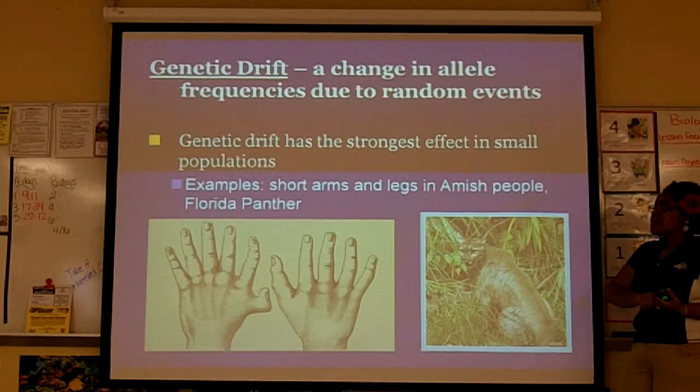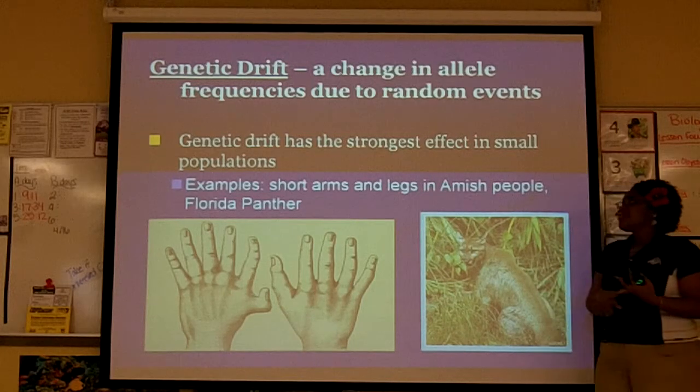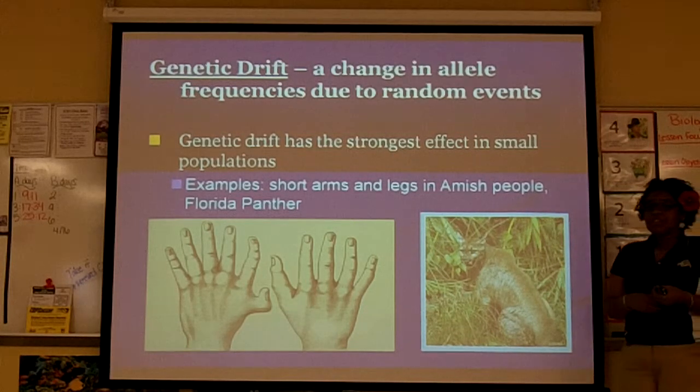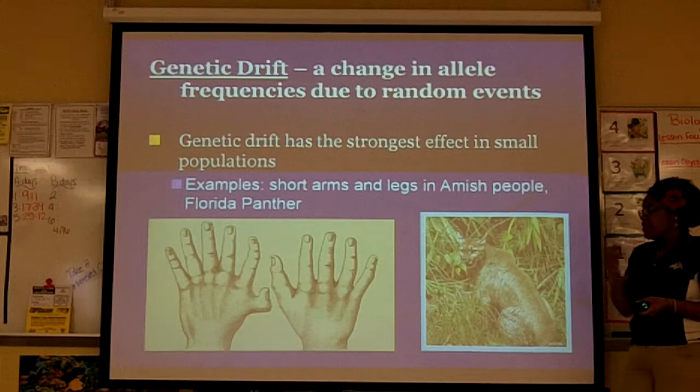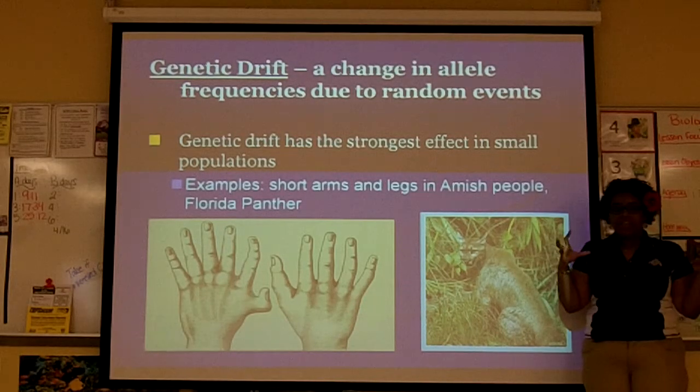Genetic drift. So that's a change in allele frequencies due to a random event. Genetic drift is the strongest effect in small populations. So the case that's typically brought up here is the Florida panther. In the Florida panther, the population is so small.